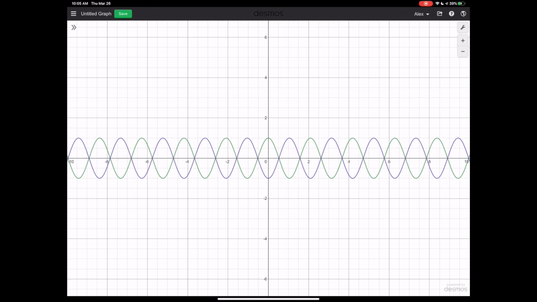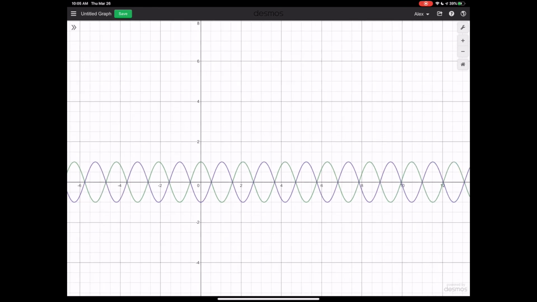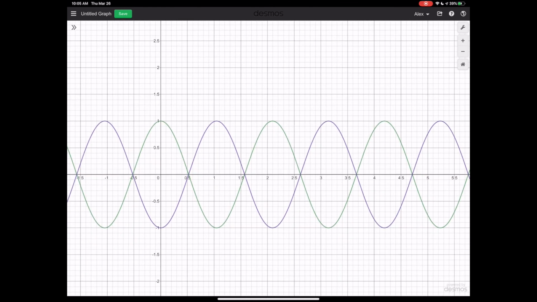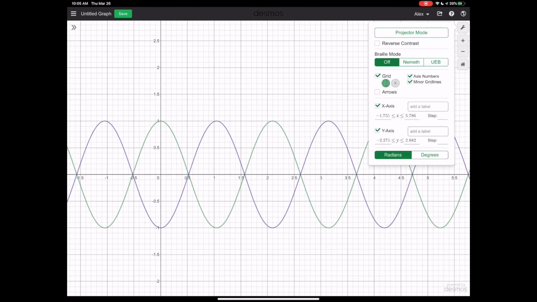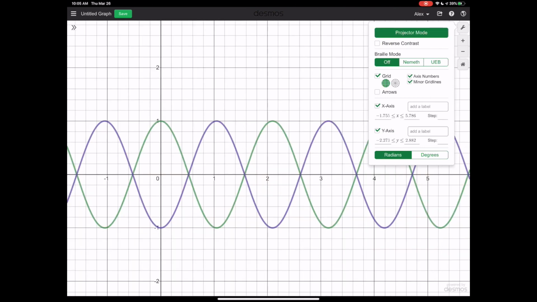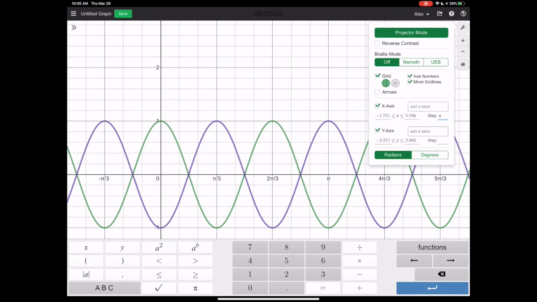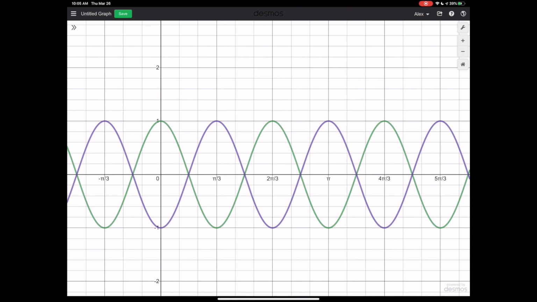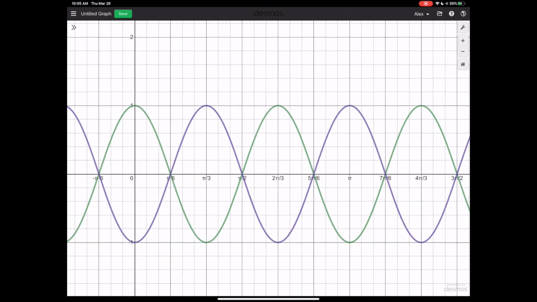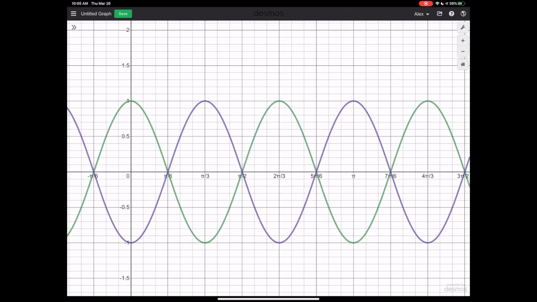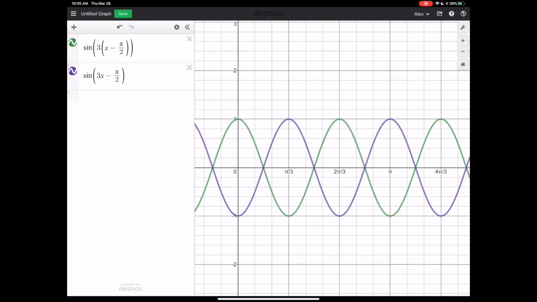Hardy's is in purple. Now, it's kind of hard to tell right now because I don't have the radian measures up. So again, to get the pi's on the x-axis, click on the wrench. I'll do the projector mode so it's easier to see. And then under x-axis, go to step. And if you just put in a pi, you'll easily see the pi here. So let's see if I can get, there's pi over 2. All right, and so let's get rid of the purple one for now.